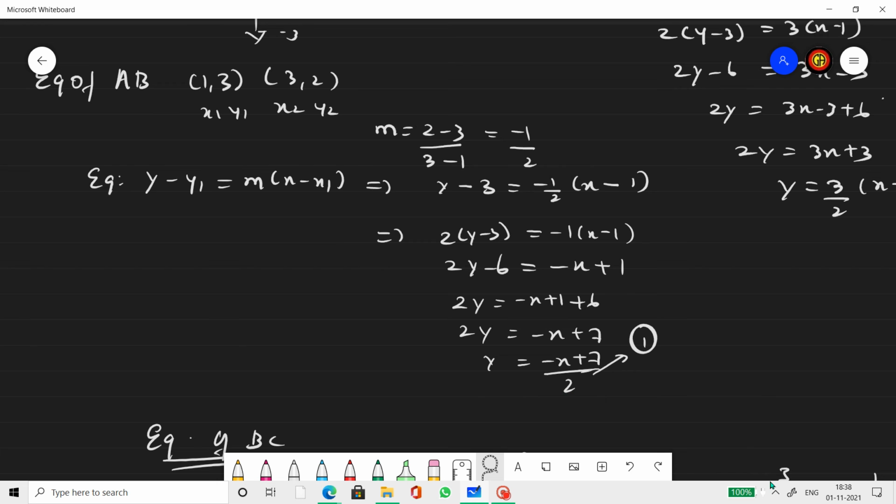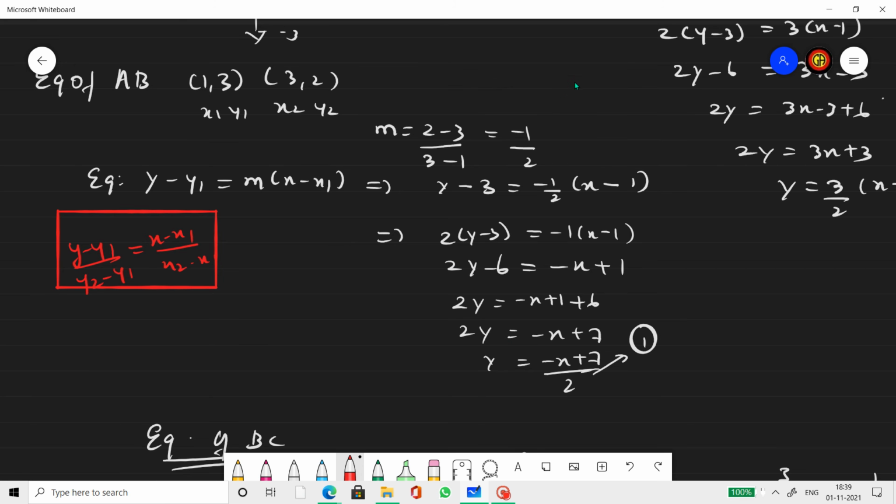Now we can even form the equation using the 2-point formula, which is y minus y1 by y2 minus y1 equals x minus x1 by x2 minus x1. So instead of finding the slope and then forming the equation using slope point form, you can even use the 2-point formula to frame the equation of the straight line. But that's optional. Anyway, you get the same equation. So this is the equation of AB.